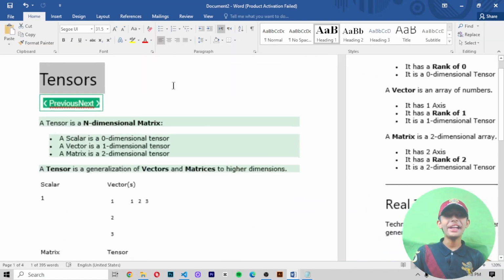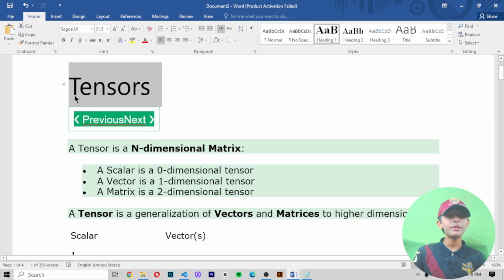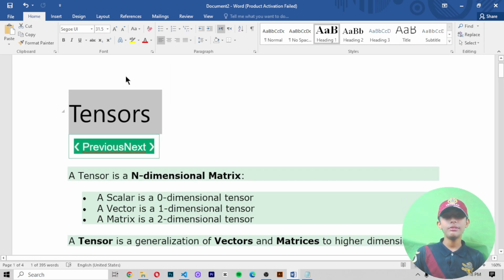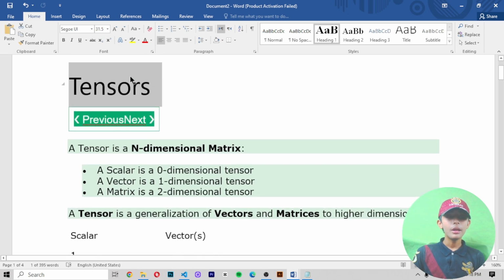So guys, here you can see one more video about machine learning. In today's video, I am telling you about tensors. If you don't know what tensors are in machine learning, in today's video your whole concept will be clear. In the previous video, we learned about vectors, and today we are learning about tensors. So watch the video from the start, and your whole concept will be clear.